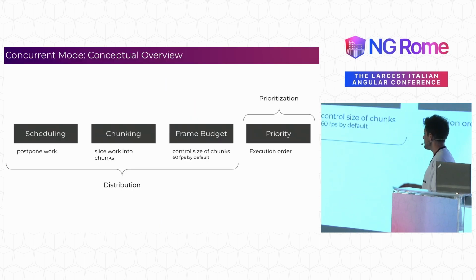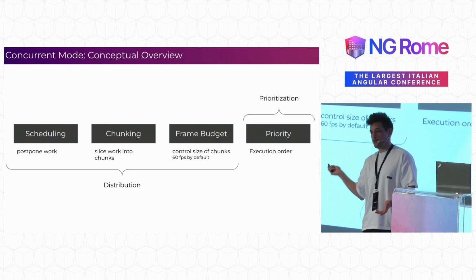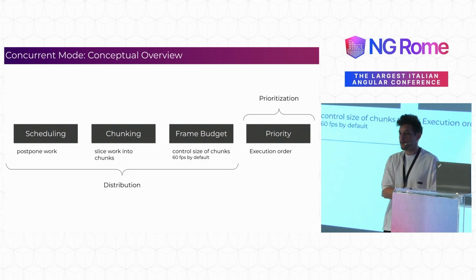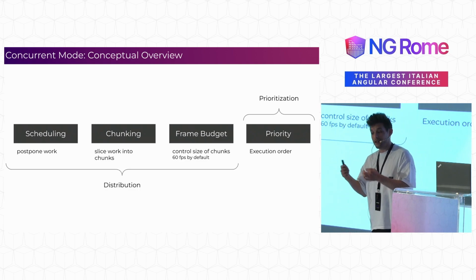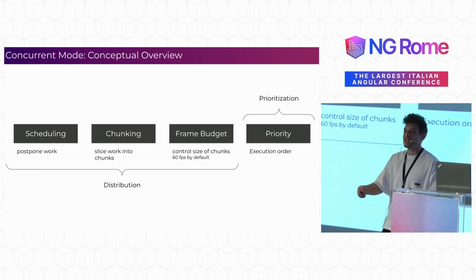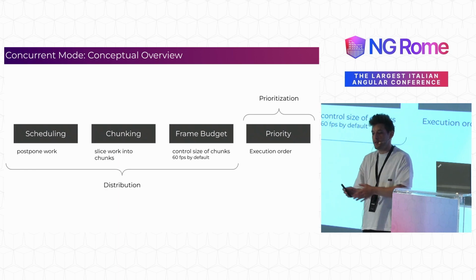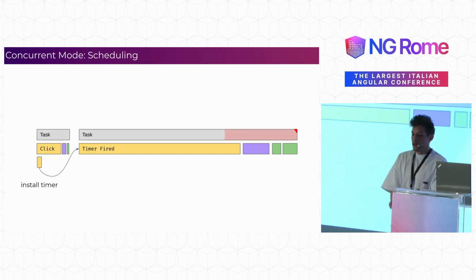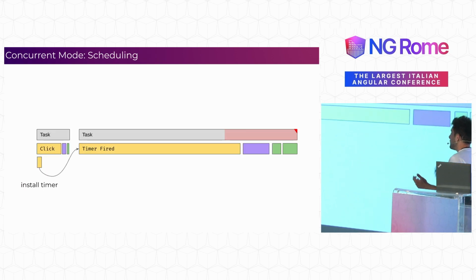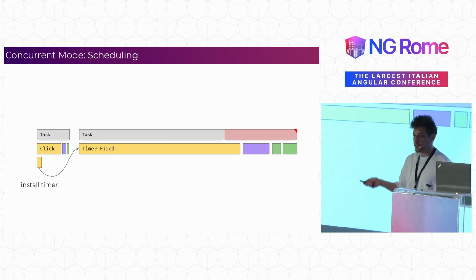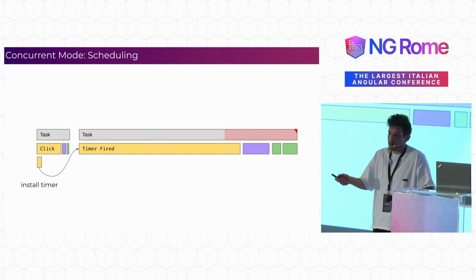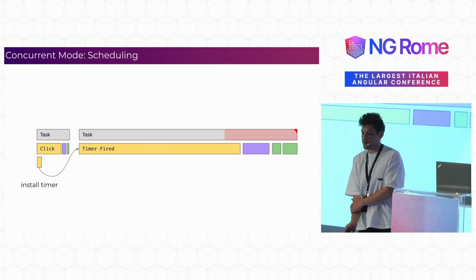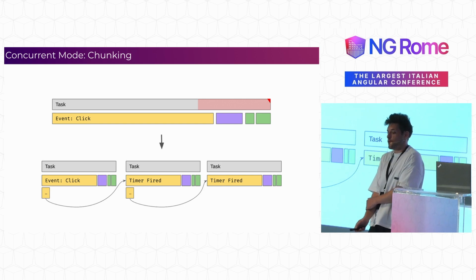So there are two concepts, distribution and prioritization. We have three things: scheduling, which we already know of, then chunking and frame budget, to control how big the chunks should be for the distribution, and then in the end, we want to prioritize them. So scheduling, this is the technique we used before. You've seen it before. It can lead to problems, but it can also improve your metric just from the beginning. So this is very straightforward.